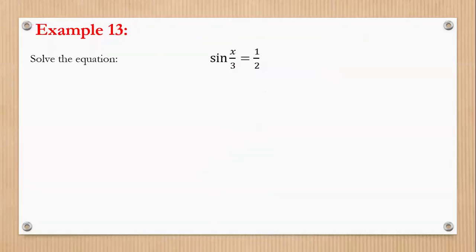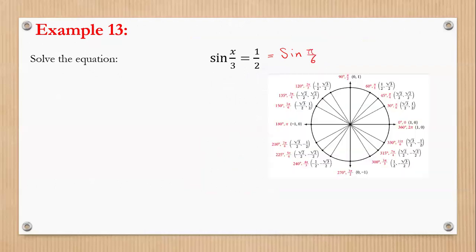And the last example, again similar to the previous one, we want to solve this equation. This is a sine equation, which means I need to know that 1/2 is the sine of what angle? 1/2 is the sine of pi over 6. Let me see. Okay, if you look at the unit circle, 1/2 is the sine of pi over 6 and 5 pi over 6.